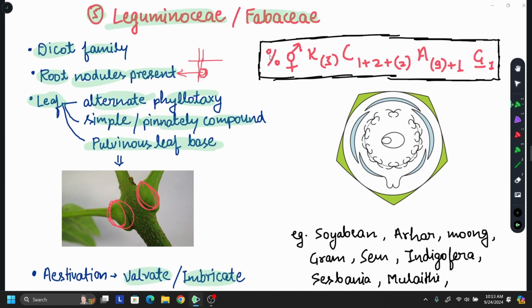Now, floral formula: zygomorphic, bisexual, calyx total 5, or you have to say sepals are 5 and they are joined, so gamosepalous condition. C, that is corolla, is present in three different bundles: 1, 2 and 2. The last two petals are joined to each other, others are free. Androecium, we have a total of 10 stamens, 9 in one bundle and 1 in another. So 9 plus 1, two bundles, one of 9 and one single. Superior ovary is present and one.